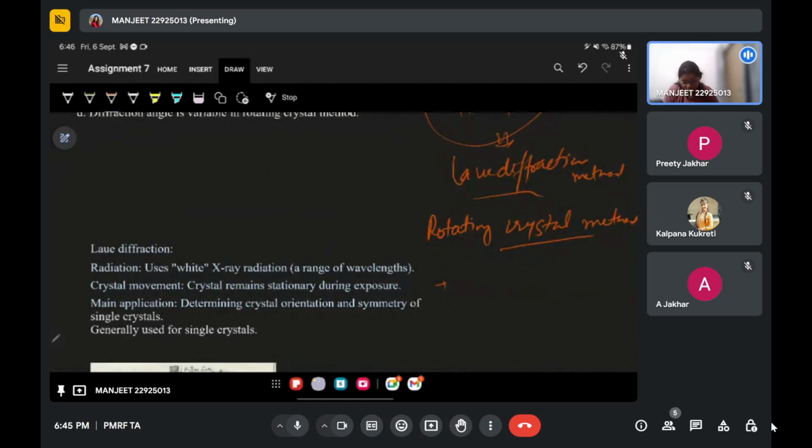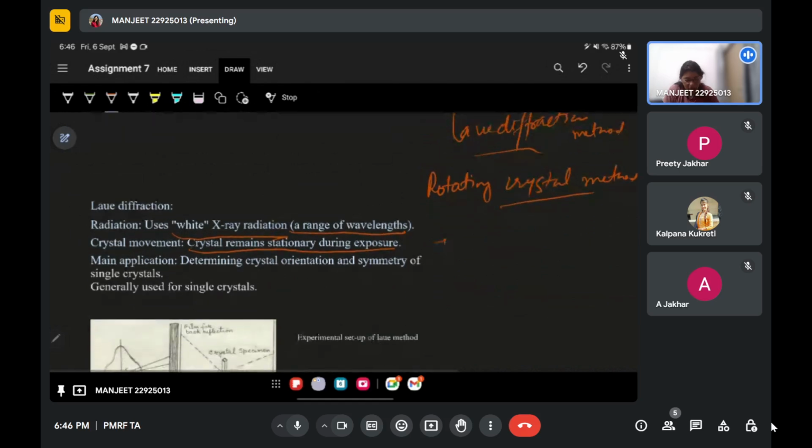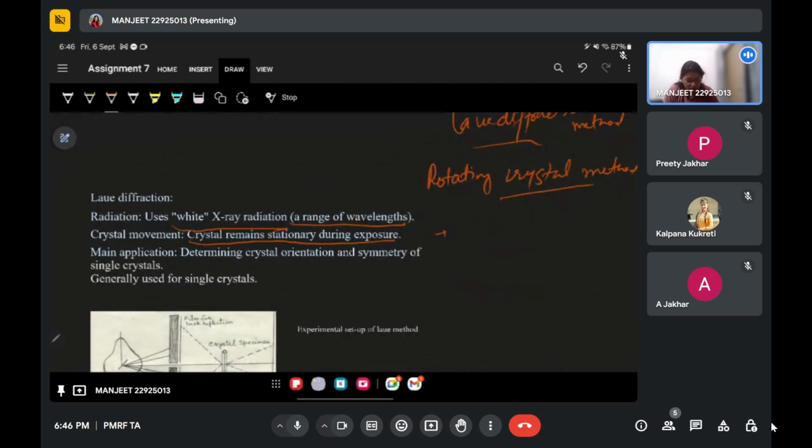The Laue diffraction uses white X-ray radiation, which has a range of wavelengths. In Laue diffraction, the crystal remains stationary during the exposure, and this is used for determining the crystal orientation and the symmetry of the single crystal. It is generally used for the single crystal.